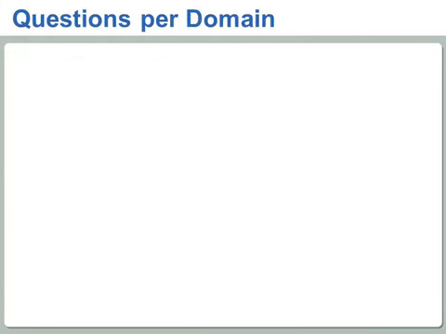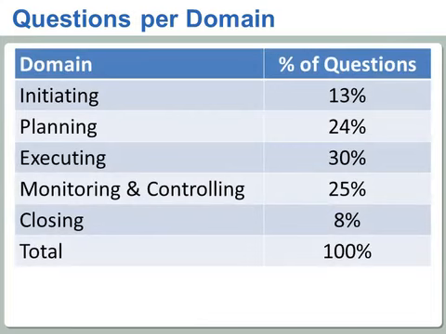In this table here, you can see the 5 domains on the left and also what the percentage is of the questions that you will get on the PMP exam. Remember, on the exam you'll have to answer 200 questions, and the percentage number here says how many come from initiating, planning, etc. Note where the bulk of the questions come from. They are in planning, executing, as well as monitoring and controlling.